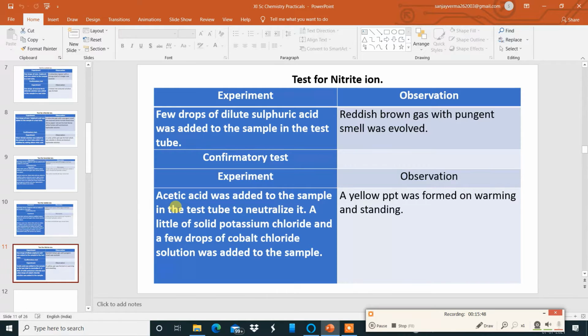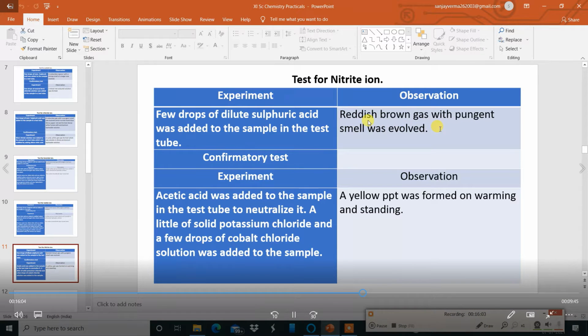In the preliminary test, again, we are using dilute sulfuric acid added to the sample in a test tube, and a reddish brown gas is supposed to evolve. That reddish brown gas is nothing but nitrogen dioxide, and the smell of the gas was pungent. And after that, for the confirmatory test for nitrite ion, acetic acid was added to the sample first in the test tube to neutralize it.